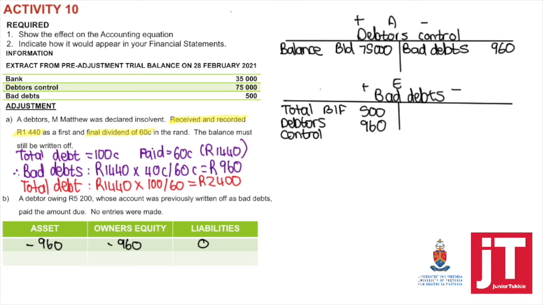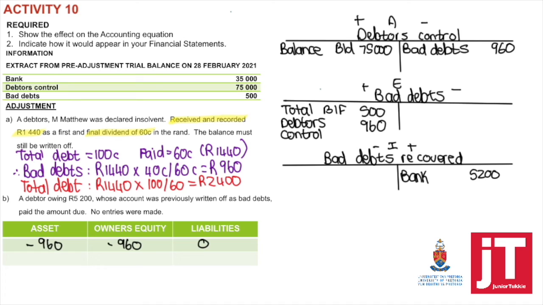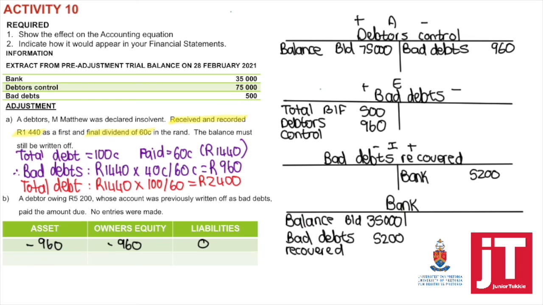Adjustment B: a debtor owing 5,200 whose account was previously written off as bad debts paid the amount due. No entries were made. This means I need to show bad debts recovered. It will be credited. We've received money, 5,200. Bank will be debited with 5,200. Effect on the accounting equation: plus assets 5,200, owner's equity plus 5,200.